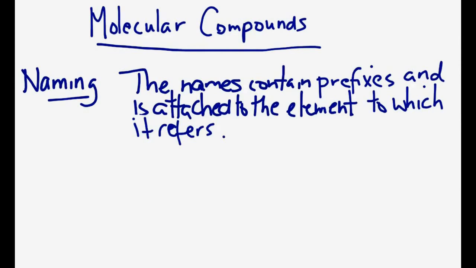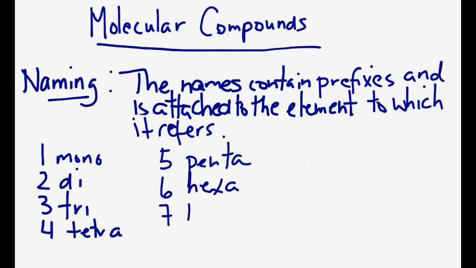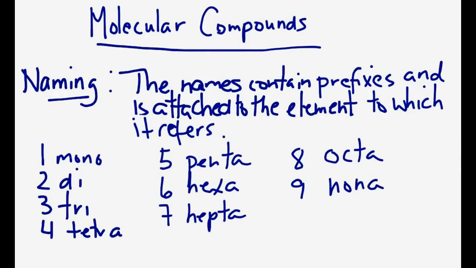The prefixes are mono for 1, di for 2, tri for 3, tetra for 4, penta for 5, hexa for 6, hepta for 7, octa for 8, nona for 9, and deca for 10.